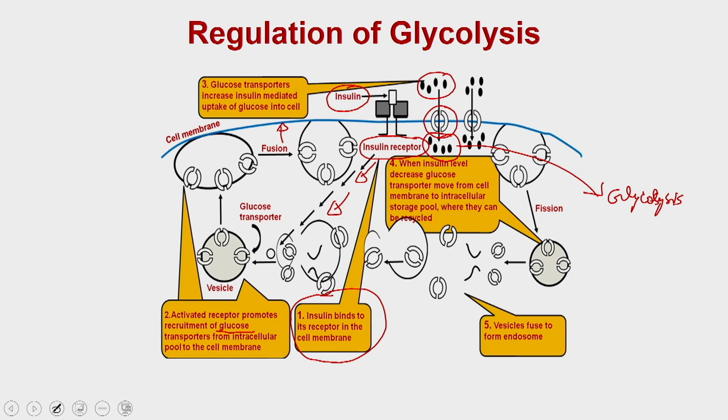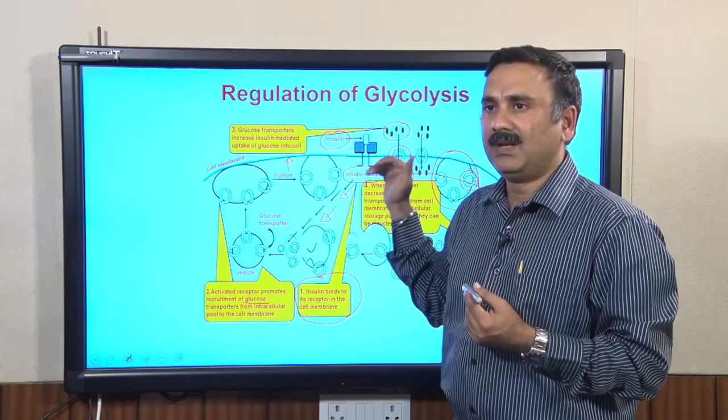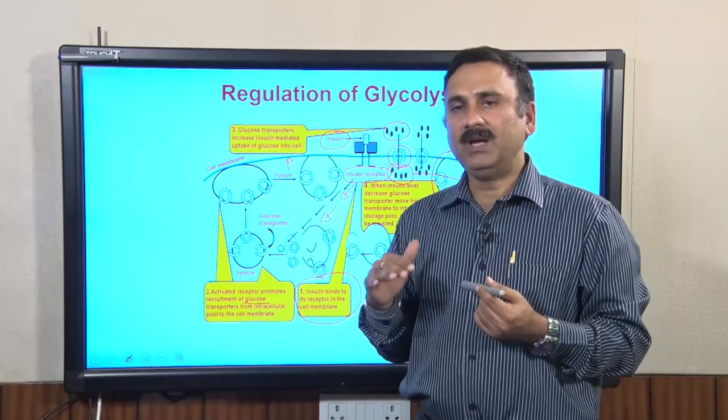But you can imagine that if the glucose level is very high and the insulin level is going down, then all these events are going to be reversed. The glucose transporters present on the cell surface are internalized into vesicles, and ultimately they are degraded through the endosomal system, and that's how the level of glucose transporters on the cell surface is reduced. Once they are reduced, the entry of glucose is going to be less, and as a result the downstream glycolysis is going to be less.